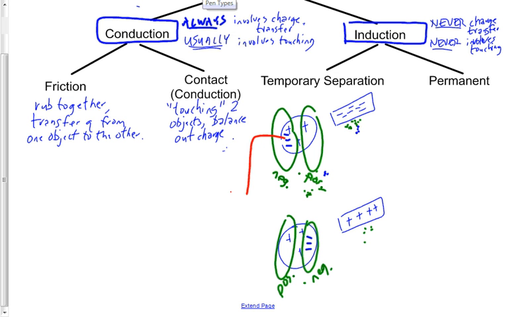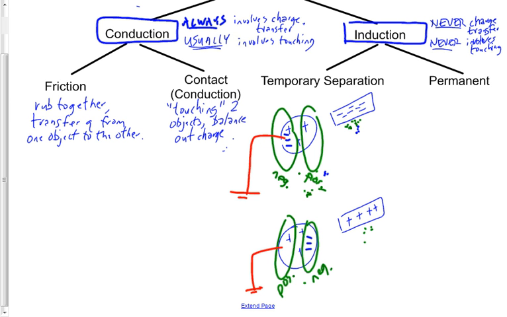We introduce a grounding wire. This is the symbol for a grounding wire, which is literally, in most cases, a wire that goes into the ground. Although it could be anything that provides a path from the object to the ground, or that provides a path from the object to any other really, really big object that's like the Earth.